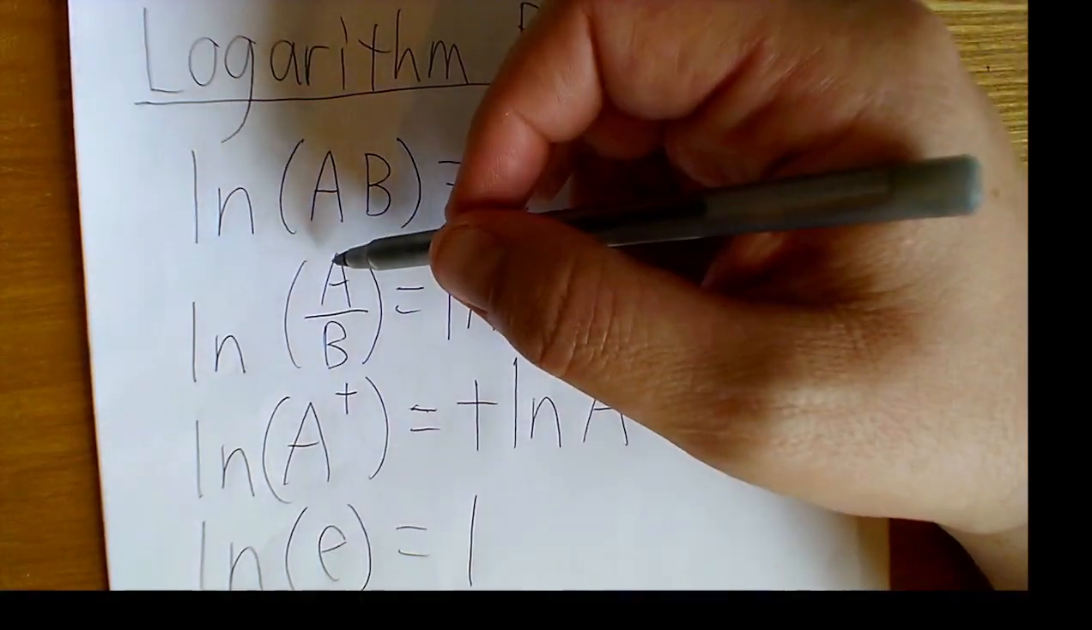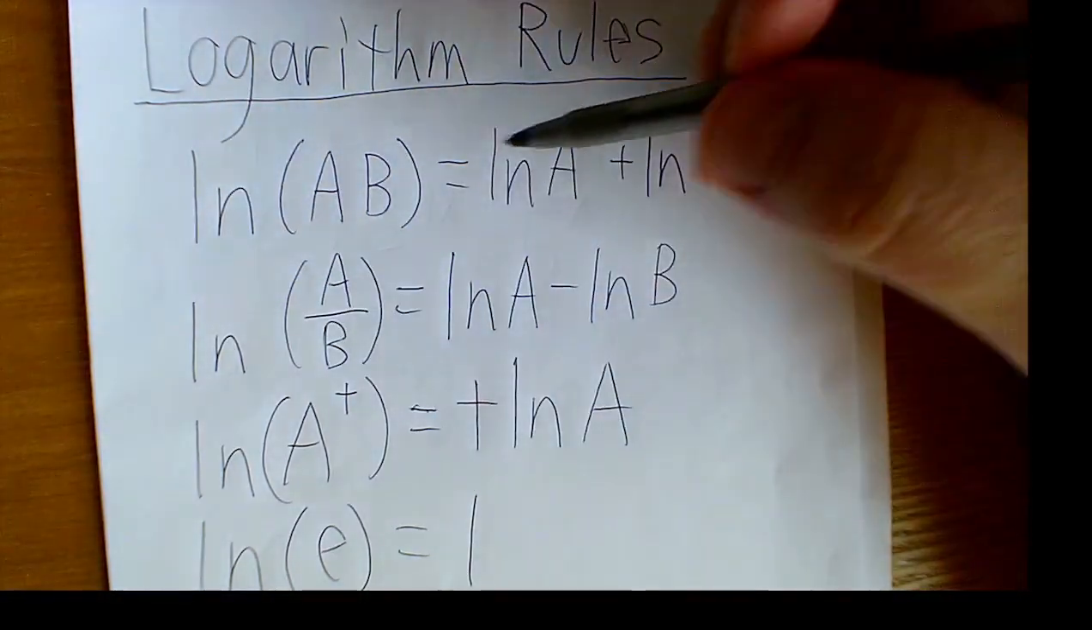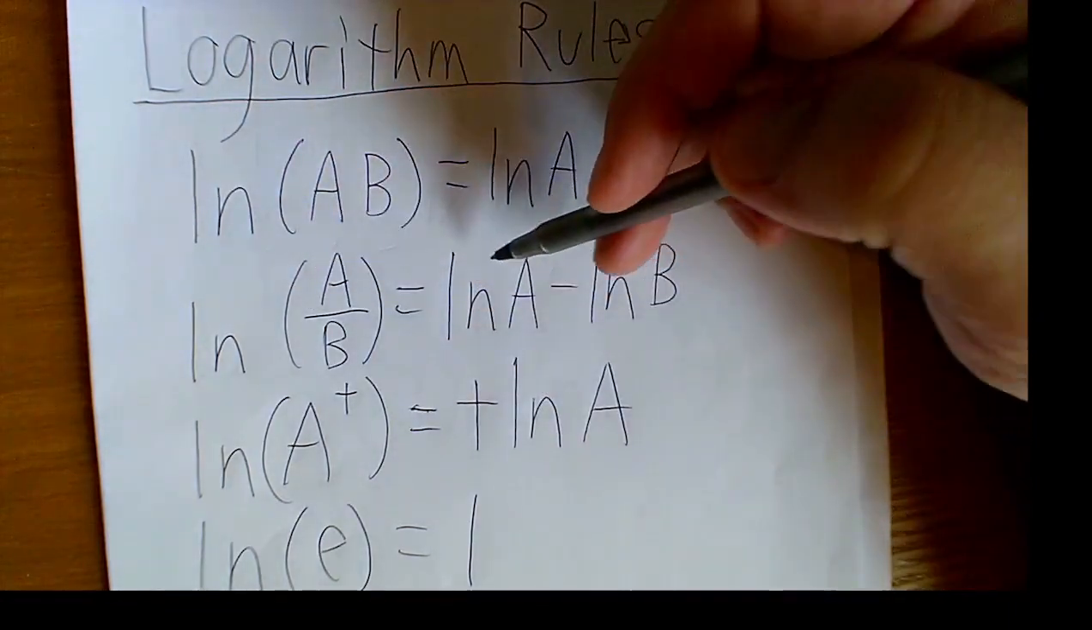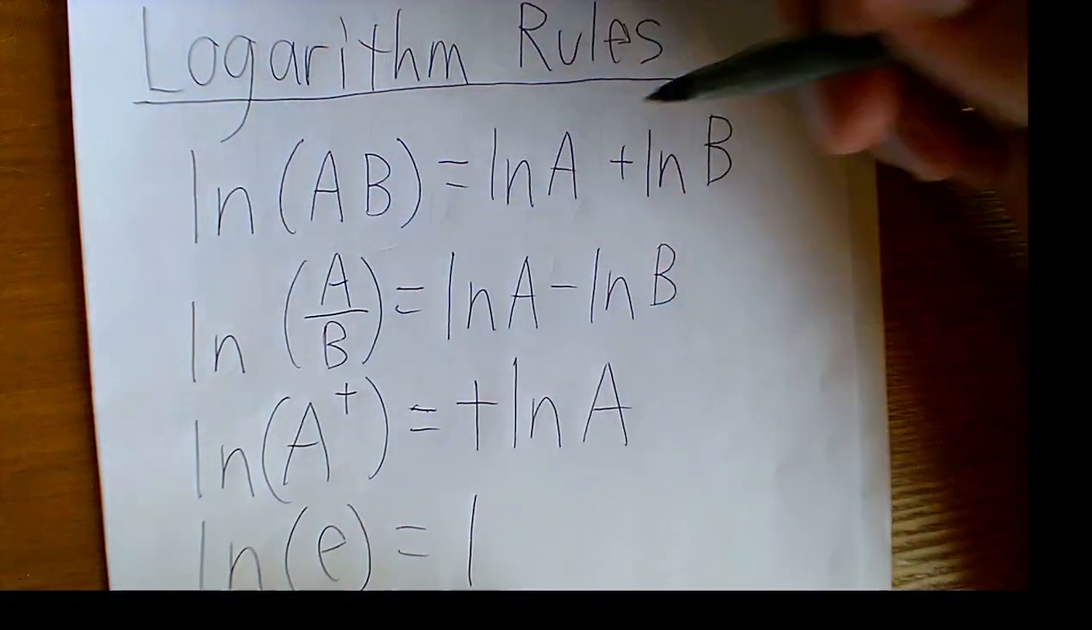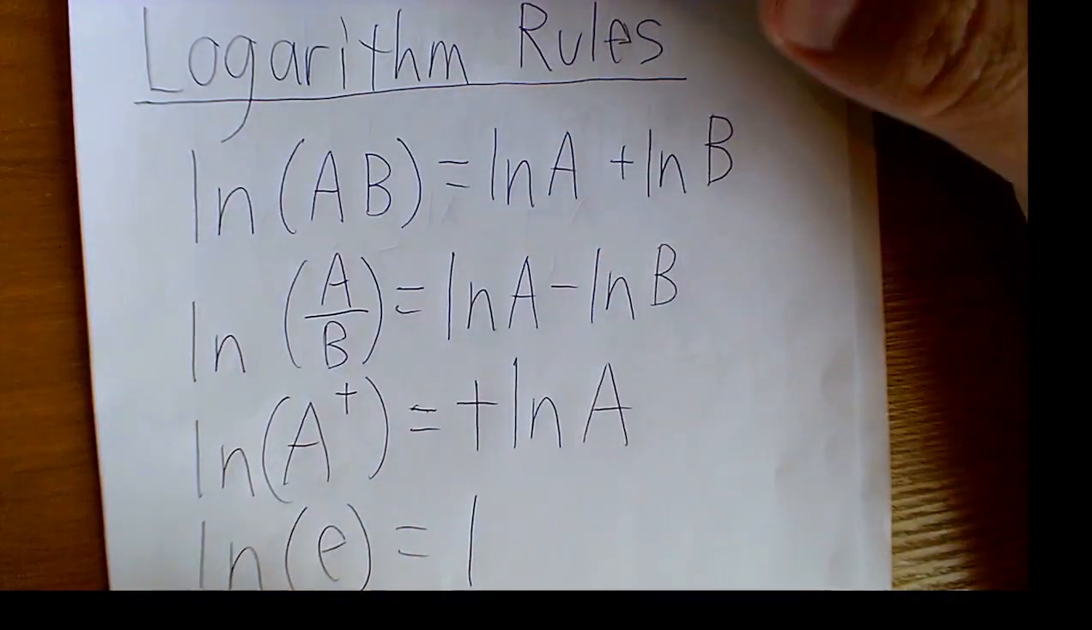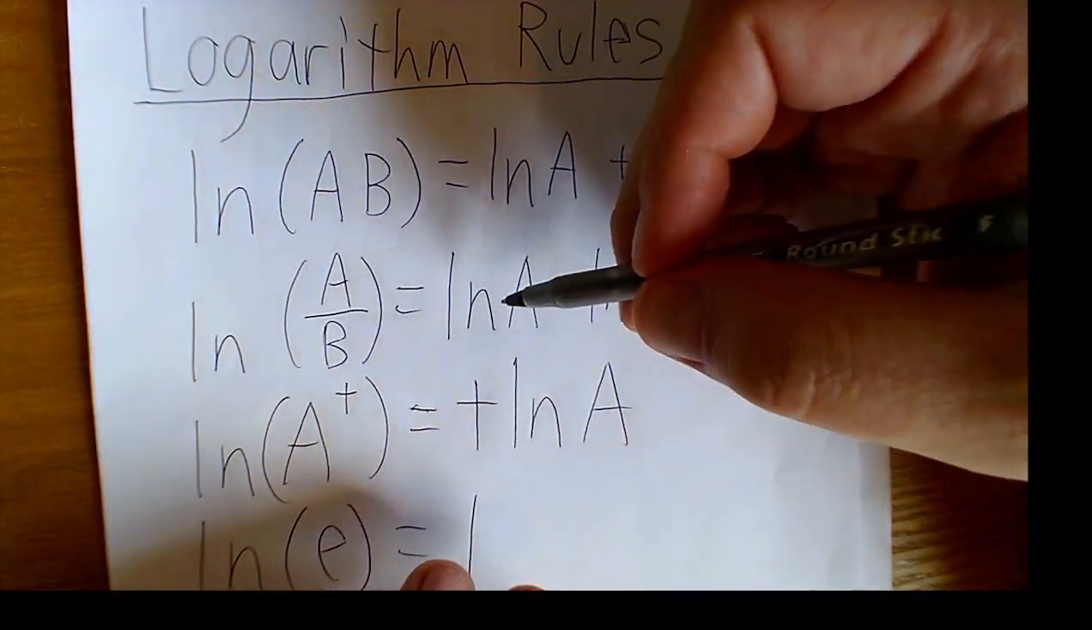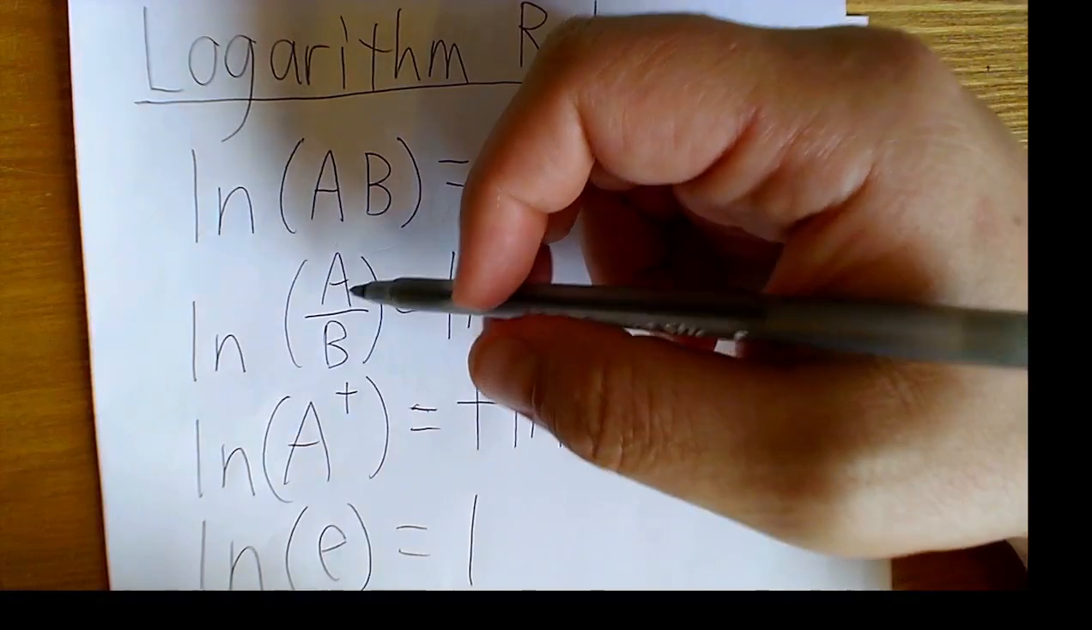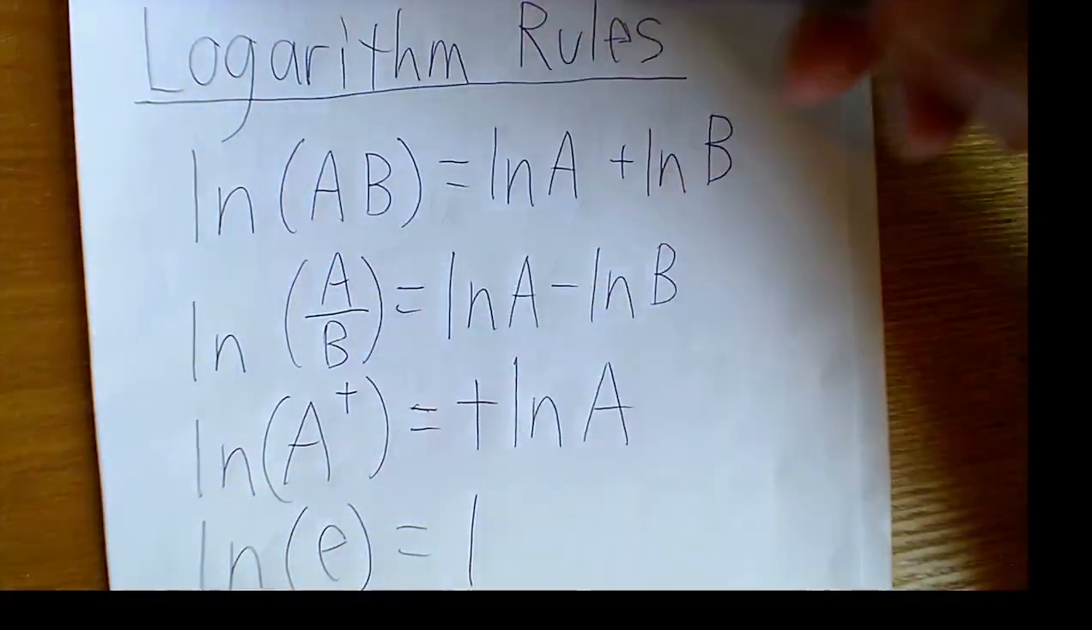Similarly, if you're dividing a function by another function, you have the top part, the numerator, in front. Then you subtract the denominator from that same thing. So ln of a minus ln of b is equivalent to ln of a divided by b.